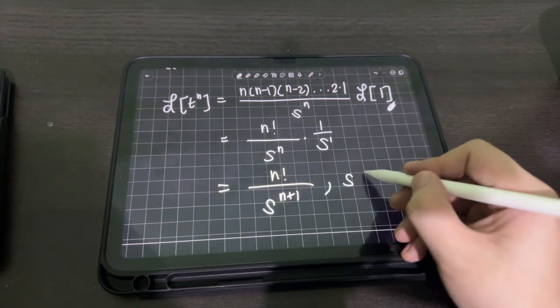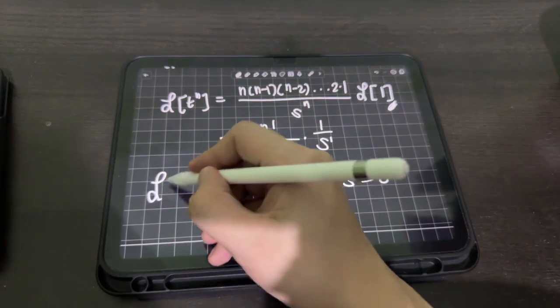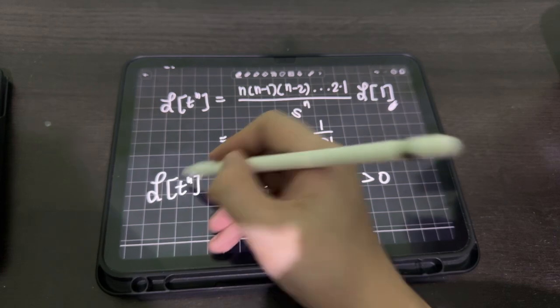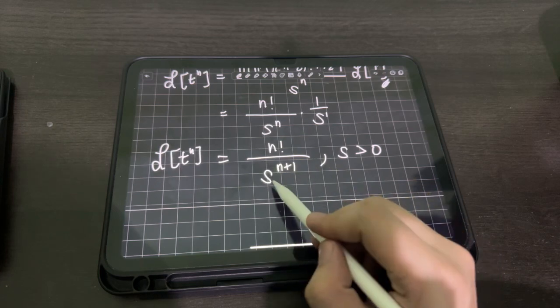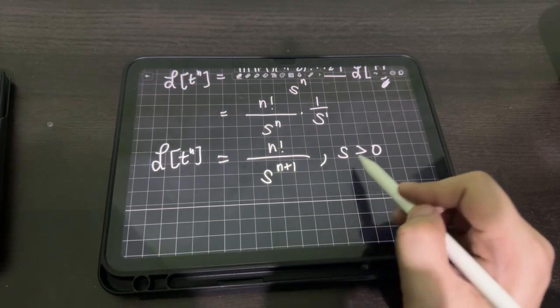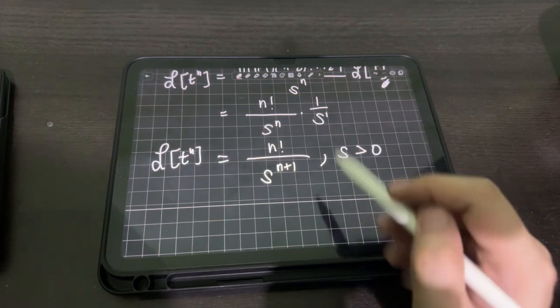This is for s greater than 0. Therefore, the derived formula for the Laplace transform of t to the n is n factorial over s raised to n plus 1, provided that s is greater than 0.